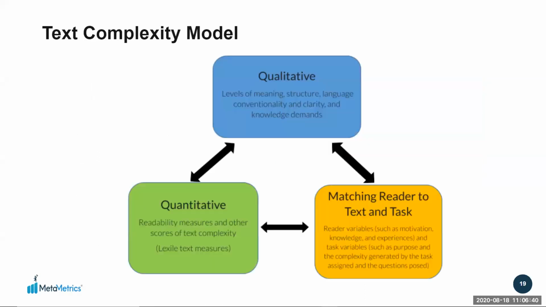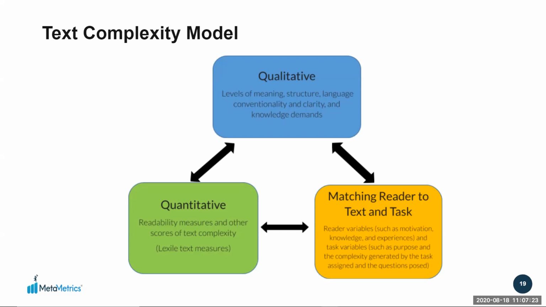If this isn't familiar, it probably should be. Most models of text complexity now identify three specific elements: quantitative measures, qualitative measures, and reader and task considerations. Quantitative measures, of which Lexile measures are one option, have to do with the readability of text and are often best measured by computer software. Qualitative measures, which include levels of meaning, structure, the conventionality and clarity of language, and knowledge demands, are those qualities that cannot be measured by computer software.